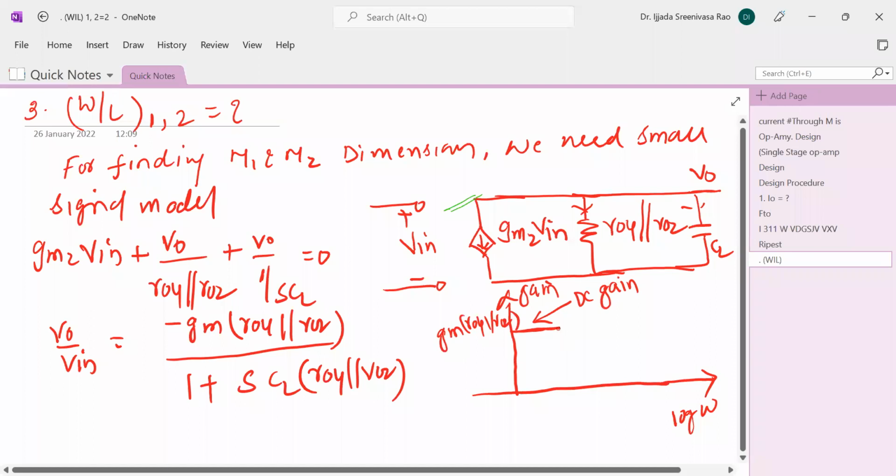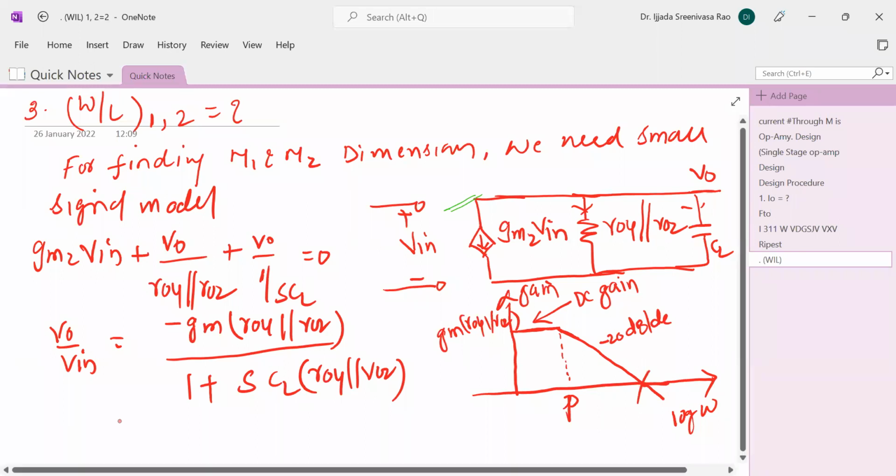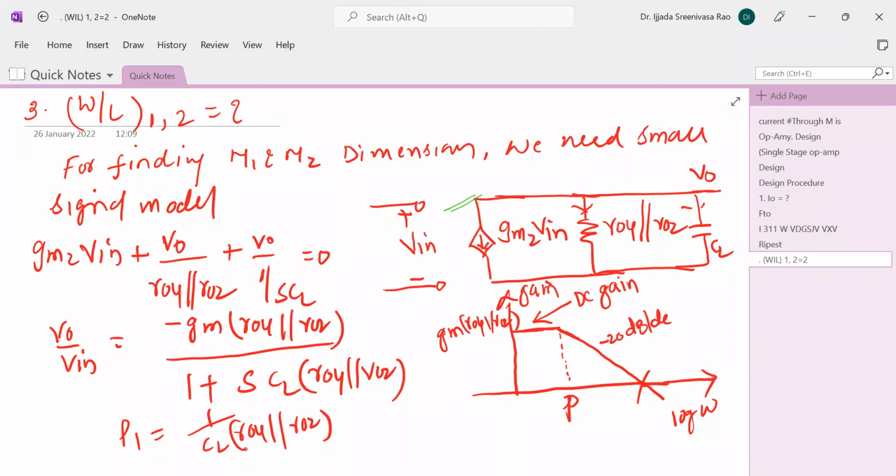That's it. Whenever the pole comes, only one pole is there, the slope changes to negative. This is the minus 20 dB slope, and this is the gain bandwidth product. Got this? Do you understand? DC gain is GM into R04 parallel with R02. And only one pole is there, of course. So pole 1 is equal to 1 by CL times R04 parallel with R02. This is the pole frequency. You should confirm it. Is it okay? Yes, sir. Any doubts, Ramani garu?